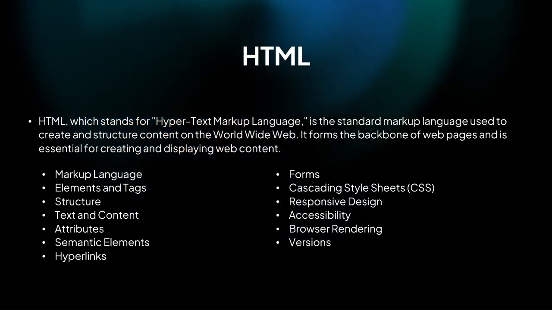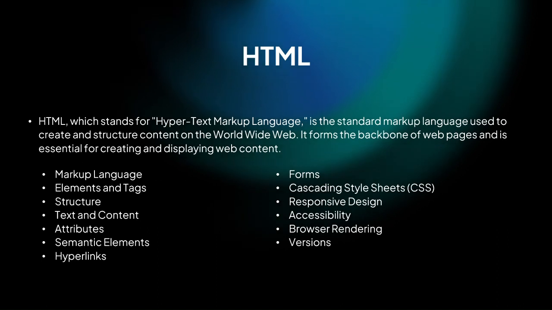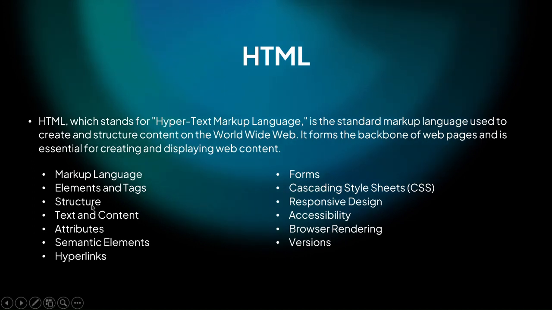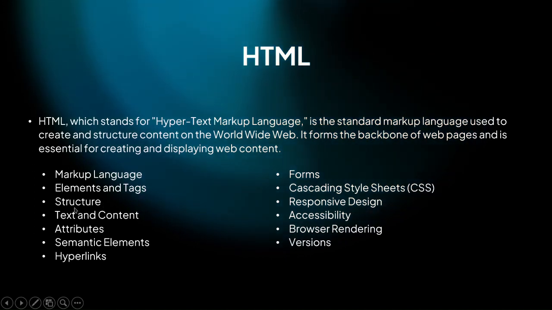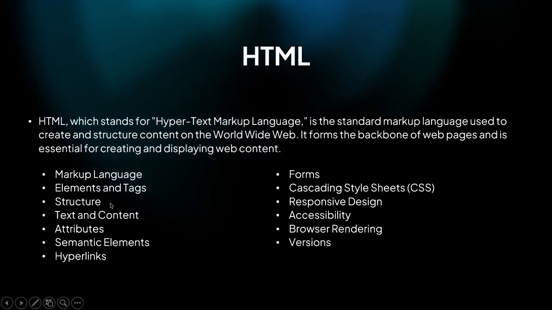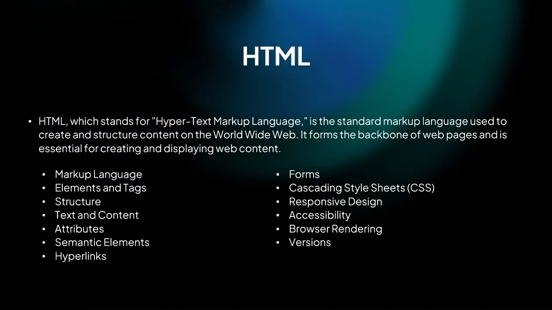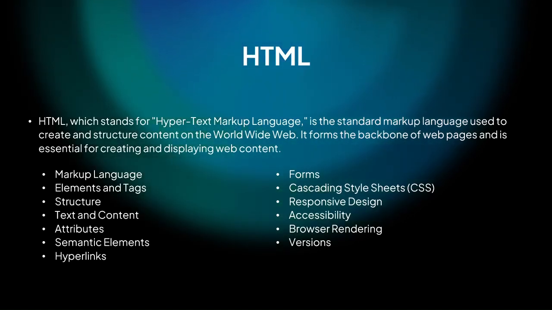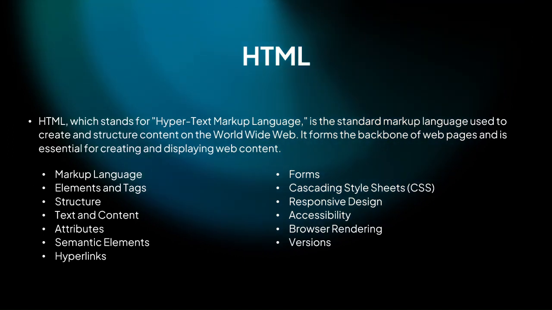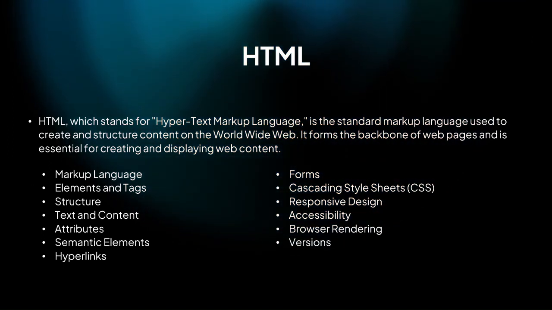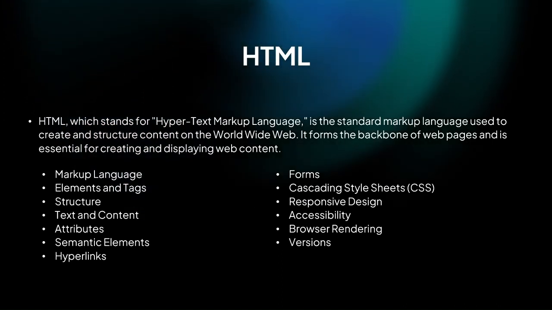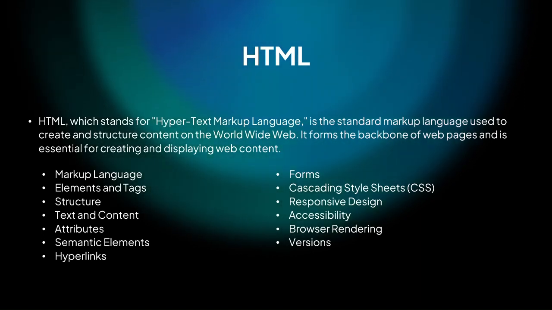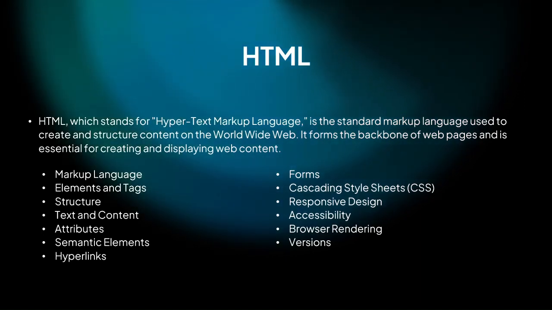So here's a brief overview of what HTML is capable of and its components. It's a markup language. It has elements and tags, and it has a specific structure that it abides by, which enables the developer to use them in creating web pages. Then there is text and content that can be displayed with the help of HTML on the page, and there are attributes of the various elements that are involved. There are semantic elements, and there are hyperlinks that redirect to a different web page that we want the link to redirect to.